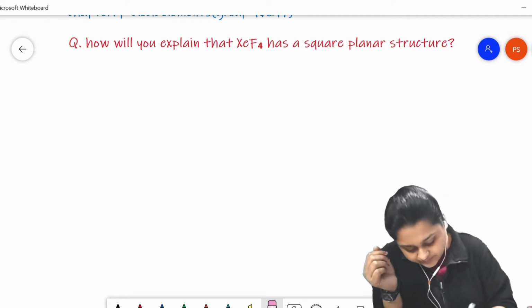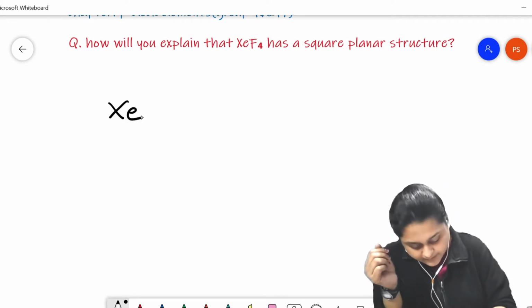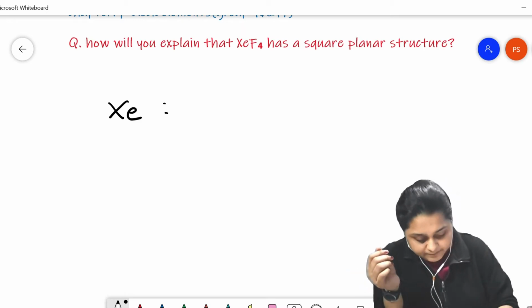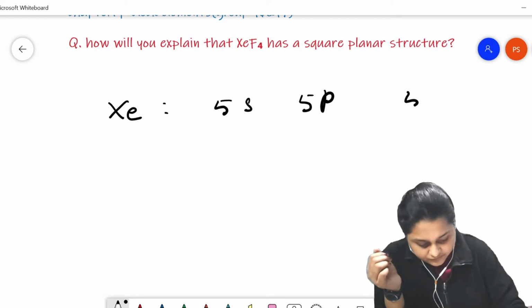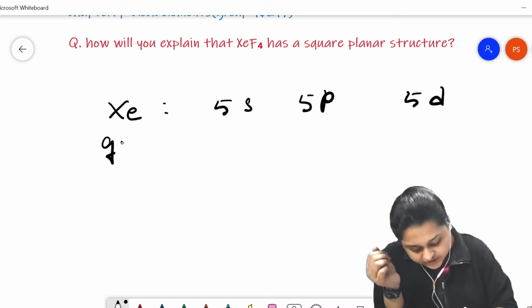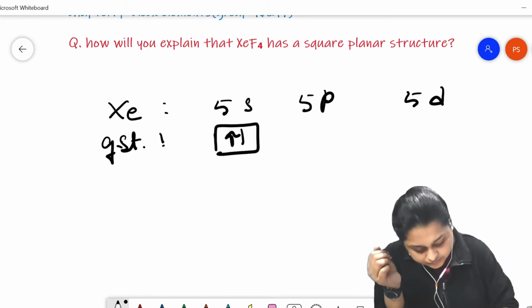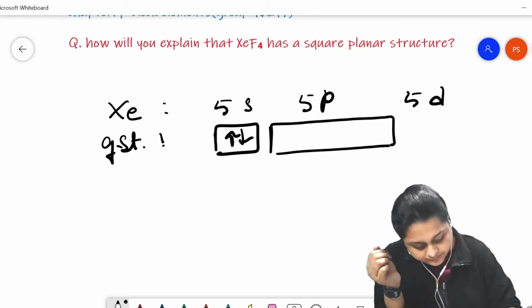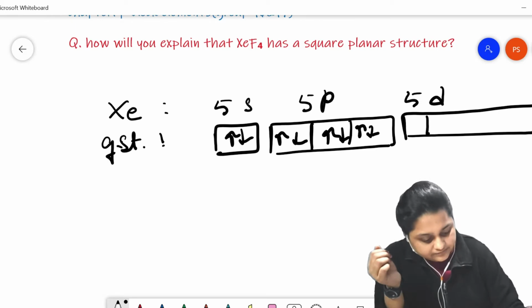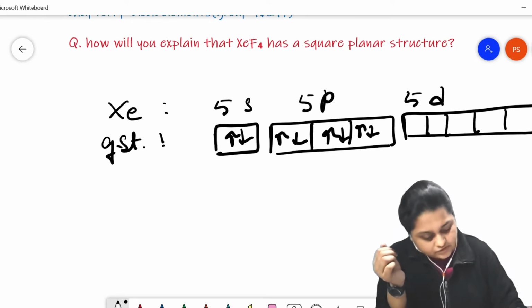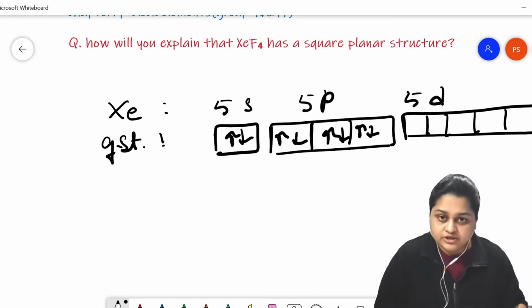Now, xenon (Xe) is a fifth period element. Electronic configuration, we know, is 5s, 5p, 5d. The ground state electronic configuration of xenon is 5s2, 5p6, and 5d is vacant. So, this is the electronic configuration of xenon in the ground state.